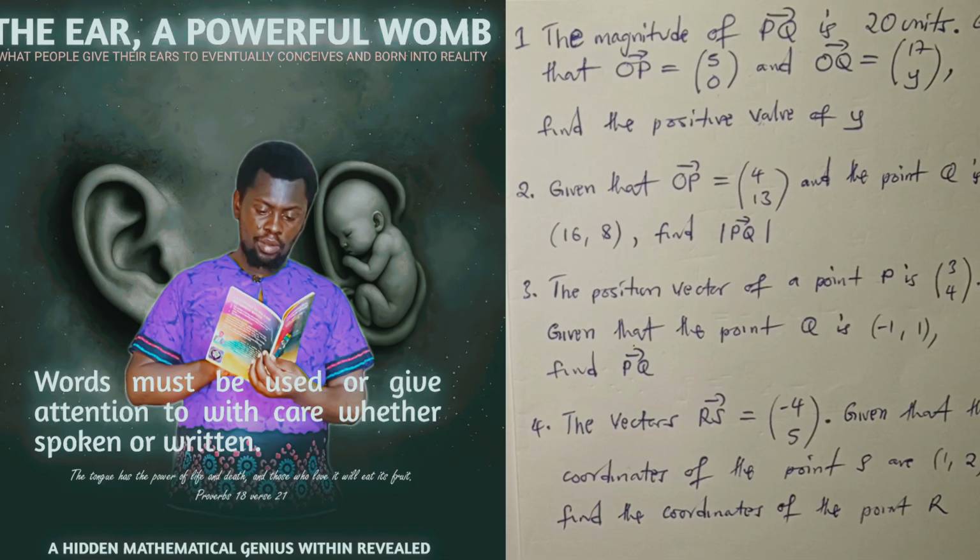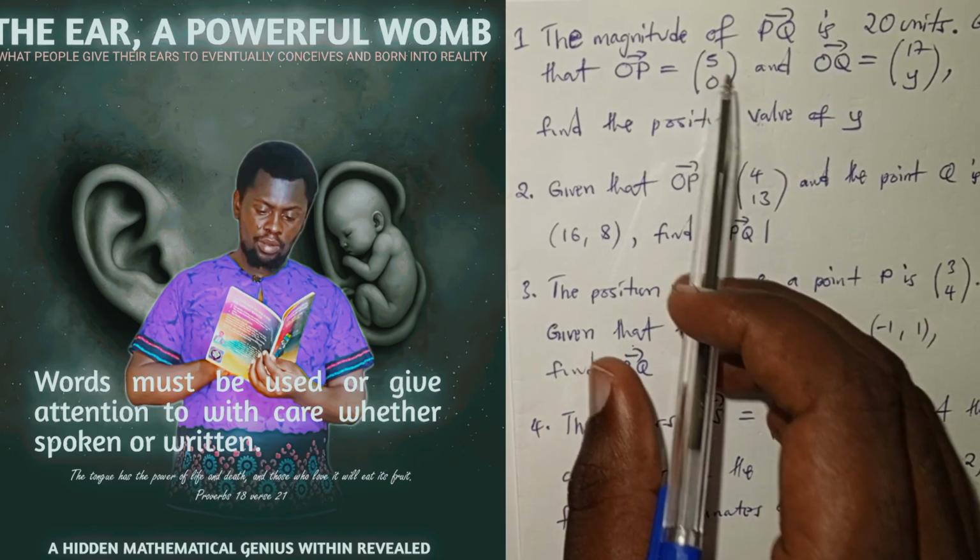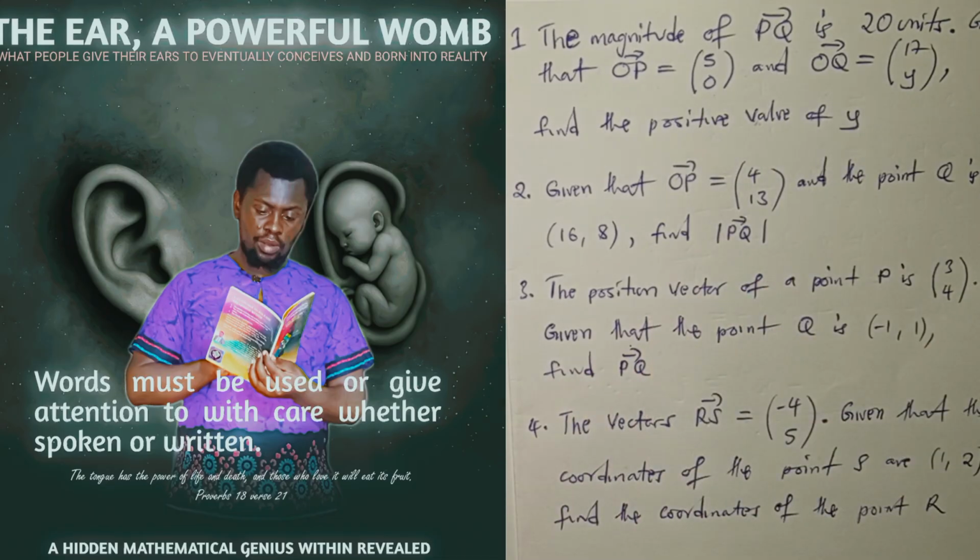The magnitude of PQ is 20 units, given that OP is equal to 5,0 and OQ is equal to 17, y. What's the difference between a position vector and just a point? So a position vector is always written as a column matrix, while a point is written as a row matrix. So that is the difference.